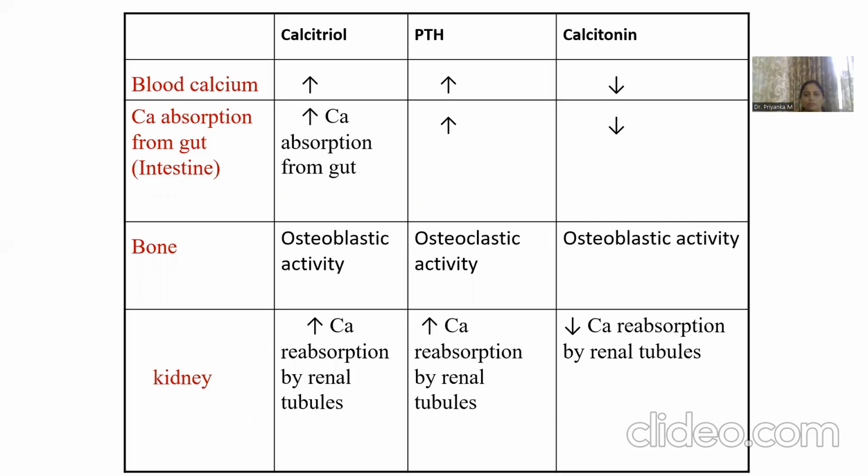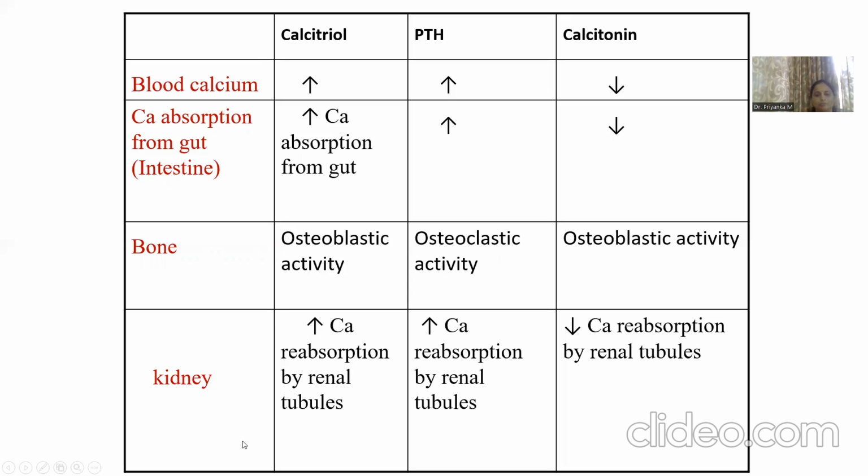Now you can see all the three hormones and their role on intestine, bone, as well as kidney. As I told you, the function of calcitriol is to increase the calcium level. PTH also increases, whereas calcitonin will decrease. Then the intestine: calcitriol increases intestinal absorption, PTH also increases the intestinal absorption, whereas calcitonin will decrease the intestinal absorption of calcium. Then bone: calcitriol stimulates osteoblasts, PTH stimulates osteoclasts, whereas calcitonin stimulates osteoblastic cells.